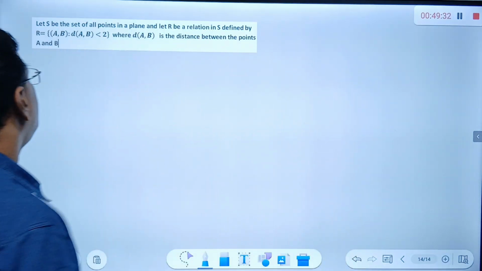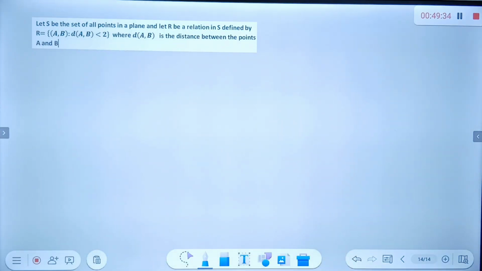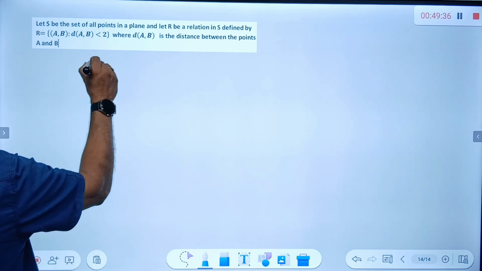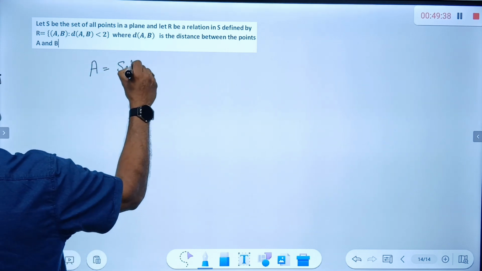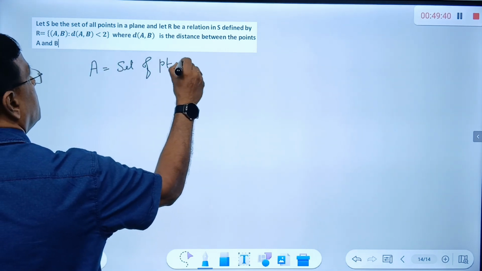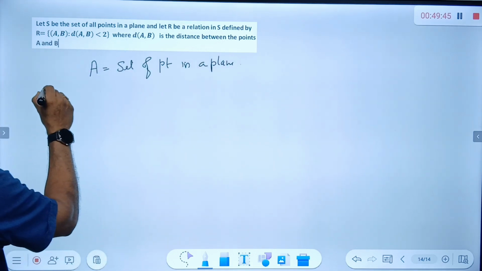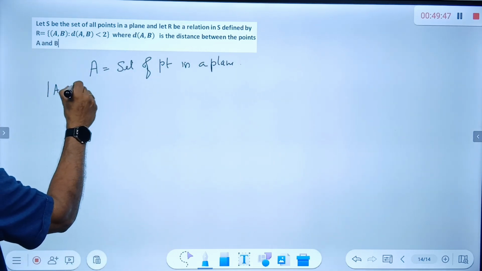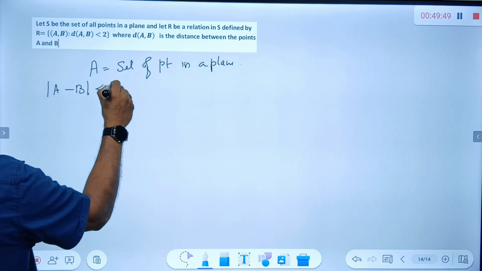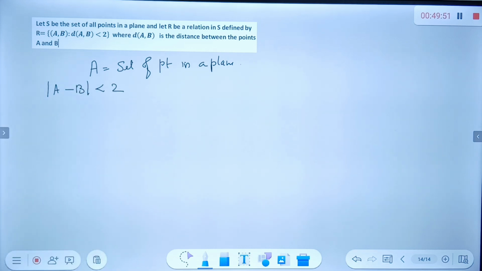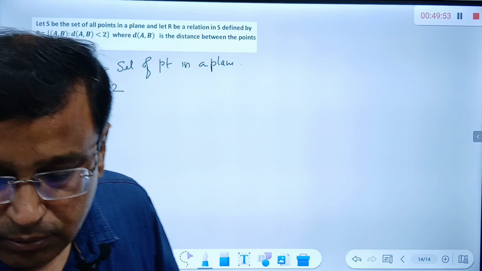So let's go to this last problem. Take the set of all points. I'll choose A as a set of points in a plane. Now what is the question? If you choose any 2 points, the distance between them is less than 2.